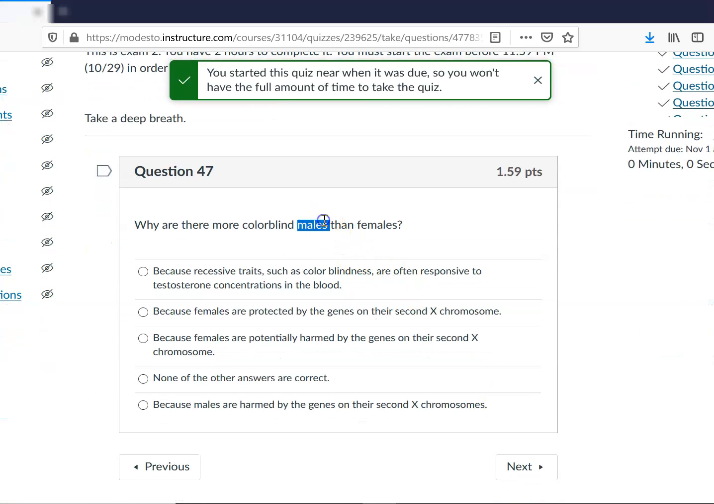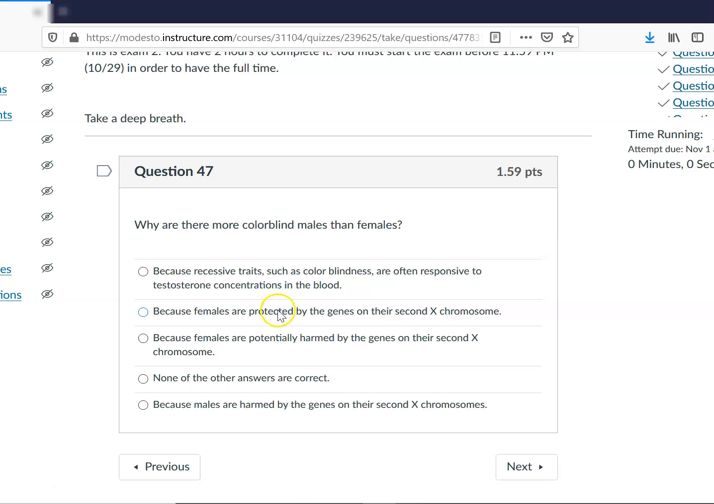Why are there more colorblind males than females? So remember, we males have that puny Y chromosome, and females are protected by the genes that are on their second X chromosome. Colorblindness is a genetically recessive condition, so if a female has one small h, she can also have a big H that will protect her from expressing that. Whereas males, if they have one small h, that's all they got. So they have nothing to compensate for it. So because females are protected by the genes on their second X chromosome.